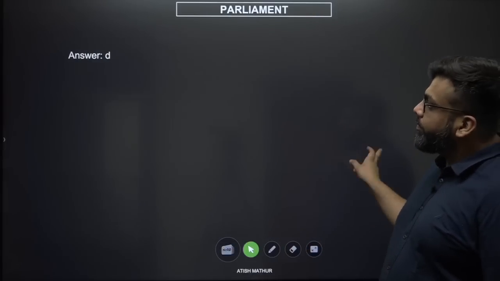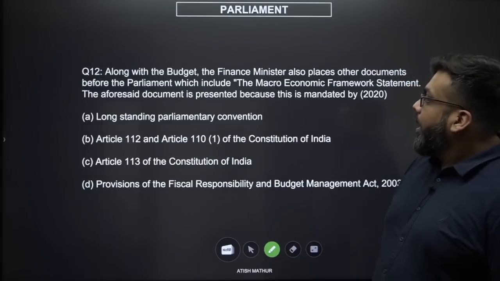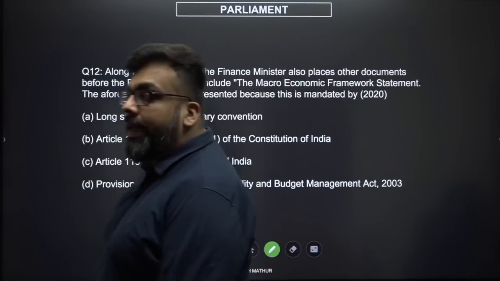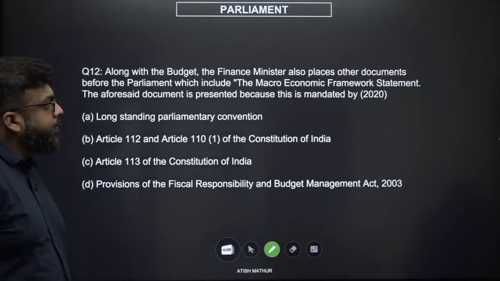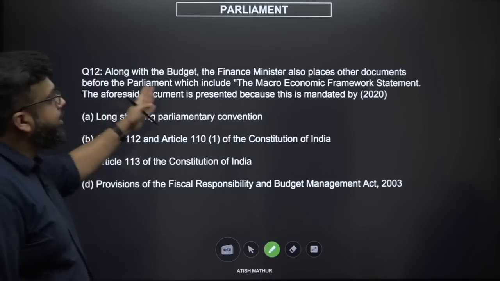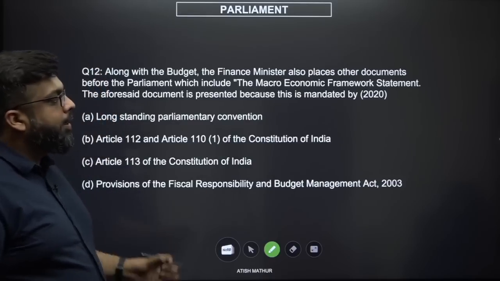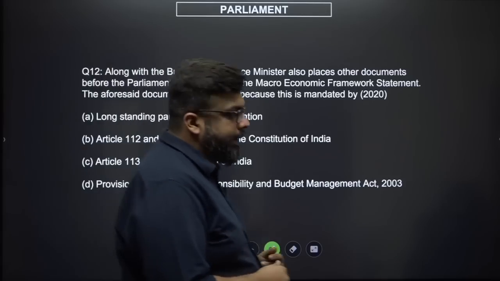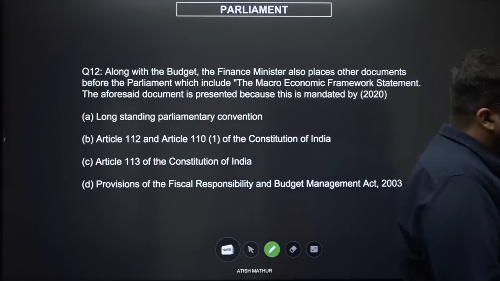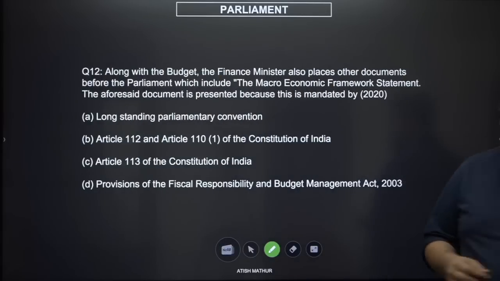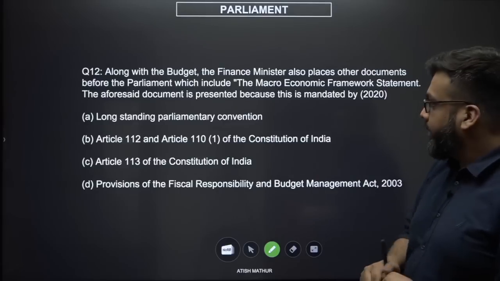Next question. Along with the budget, the finance minister also places other documents before the Parliament, which include the macroeconomic framework statement. The aforesaid document is presented because it is mandated by what?